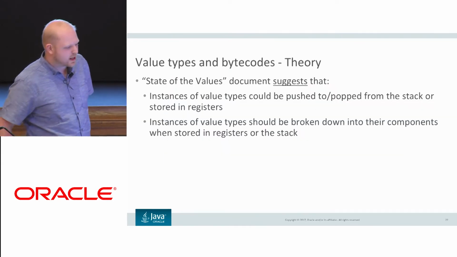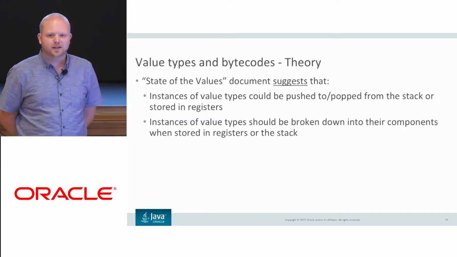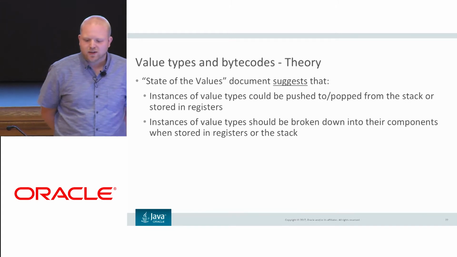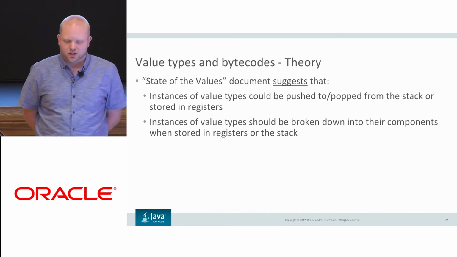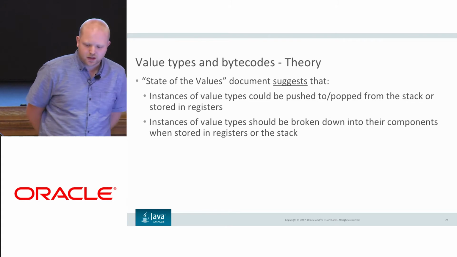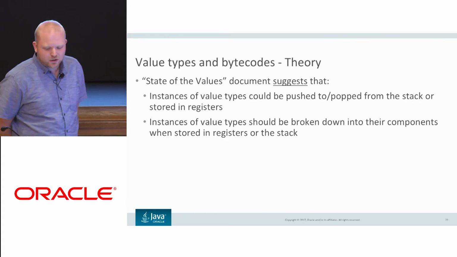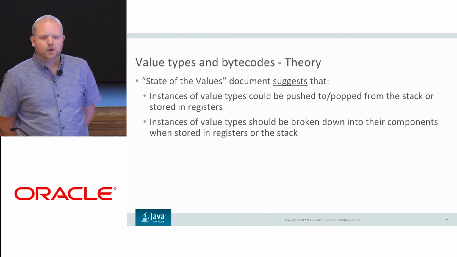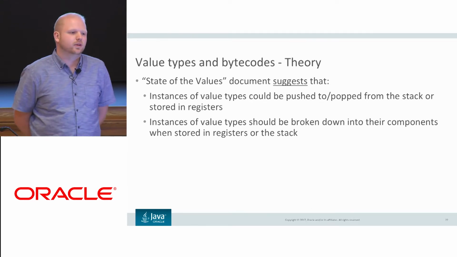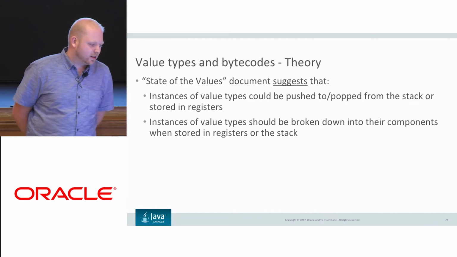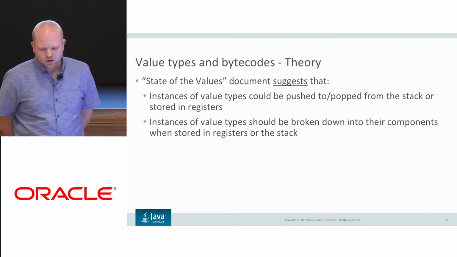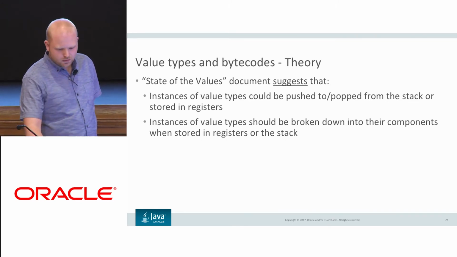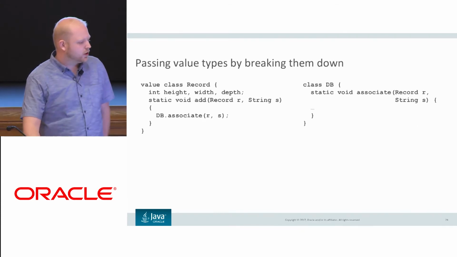So if we take a step back and look at State of the Values, what it actually suggested is that values should have a flat representation on the Java stack and in registers. It further suggested that values on the stack should be broken into their slot size components. So a 3D point of 3 ints would then get stored in 3 slots. Let's explore what that would look like.